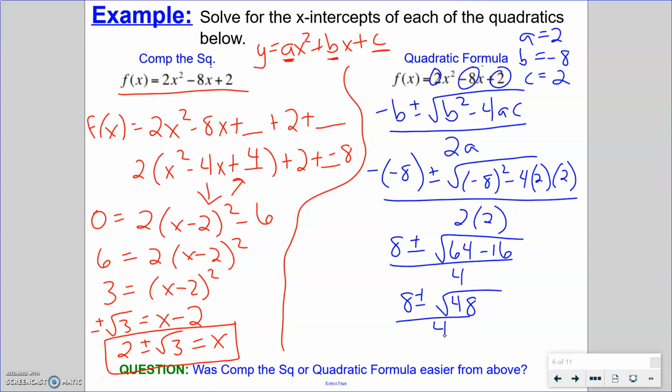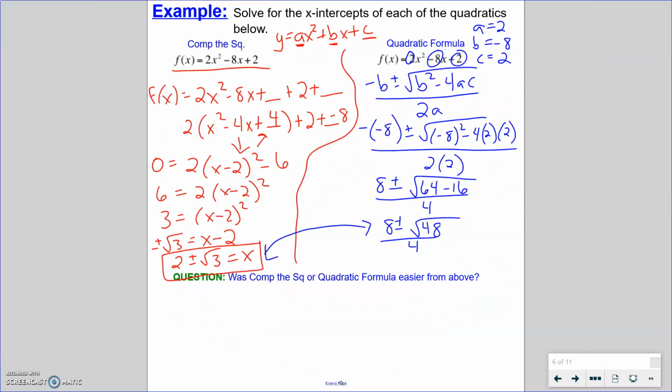Okay, a little bit of a problem here. I kind of get stuck unless I want to make it decimals. And notice how, shouldn't these two answers be the same because the original equation was the same? So here's a little twist to this. The square root of 48 can be simplified.